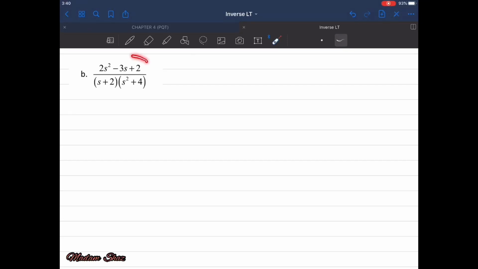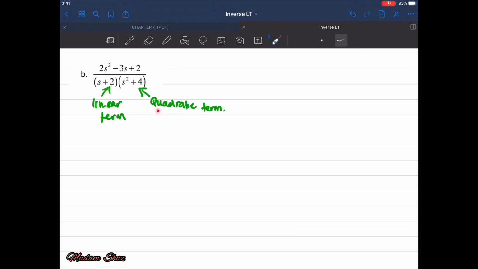Let us continue for the next example. (2s squared minus 3s plus 2) divided by (s plus 2)(s squared plus 4). So we have something multiplied by something at the denominator, so you have to solve by using rational function. S plus 2 is a linear term. S squared plus 4 is a quadratic term.